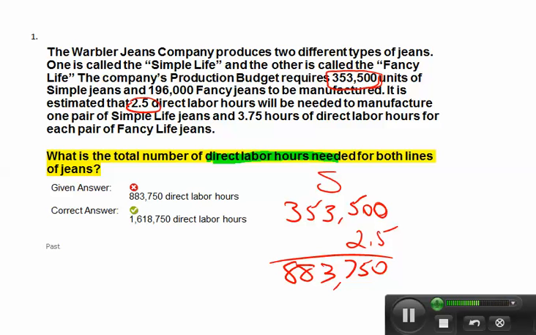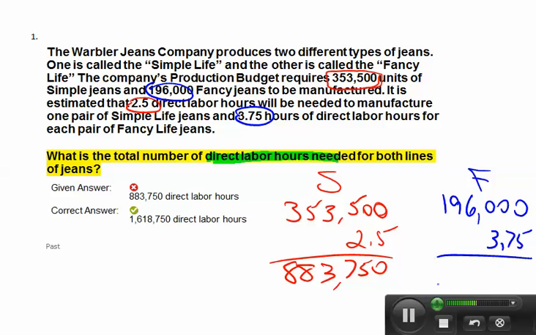Now let's look at the fancy jeans. Fancy, we're going to do 196,000 units and 3.75 hours. So we'll multiply 196,000 times 3.75. That equals 735,000 hours.